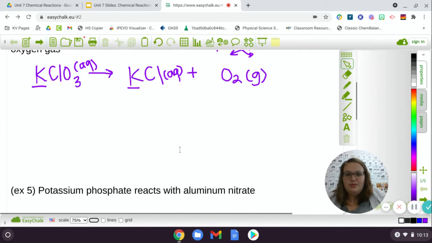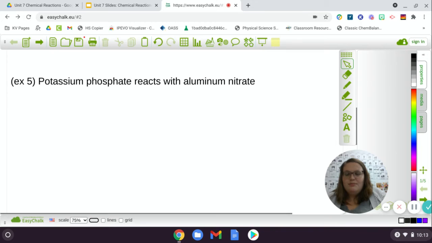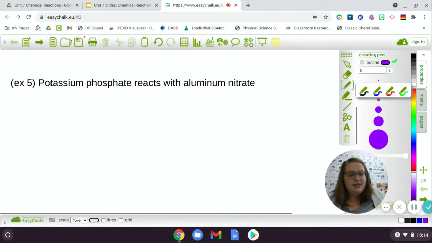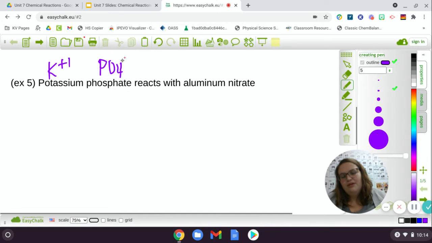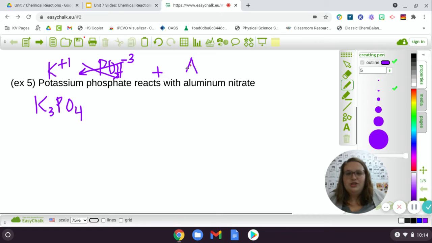All right, and then let's do our last one. In our last one, we have to predict the products. It says potassium phosphate reacts with aluminum nitrate. Potassium phosphate. So potassium is K. It's got a +1. Phosphate is PO4 minus 3. So K3PO4 reacts. So reacts with is a plus sign. Aluminum nitrate. Aluminum is +3. Nitrate is -1.